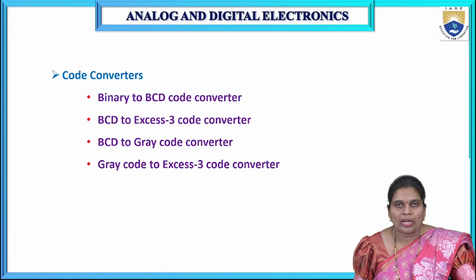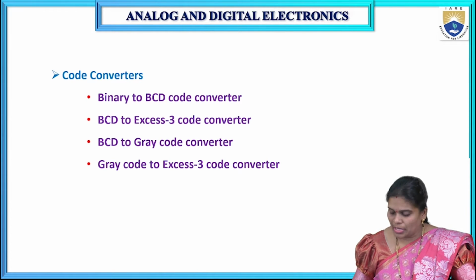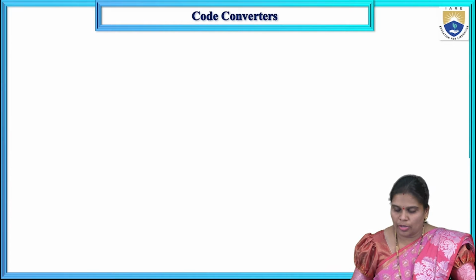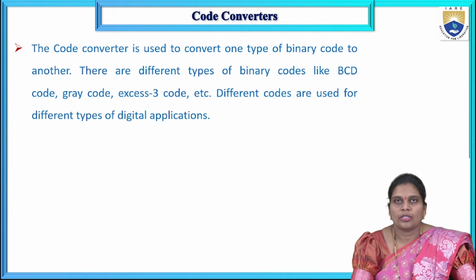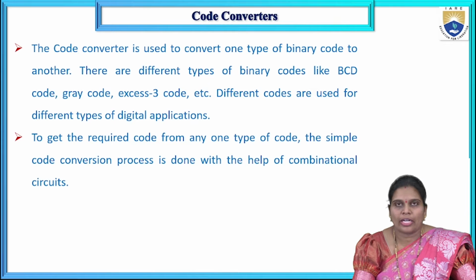Now we want to convert one code to another code. The first converter is the binary to BCD code converter. A code converter converts one type of binary code to another. There are different types of binary codes like BCD code, gray code, XS3 code, etc. Different codes are used for different digital applications. To get the required code from any one type of code, the code conversion is done with the help of a combinational circuit.